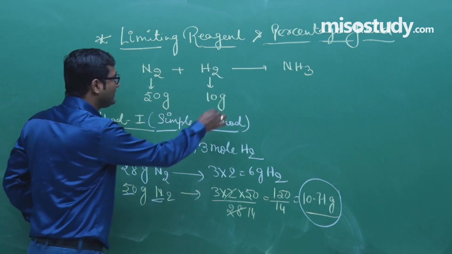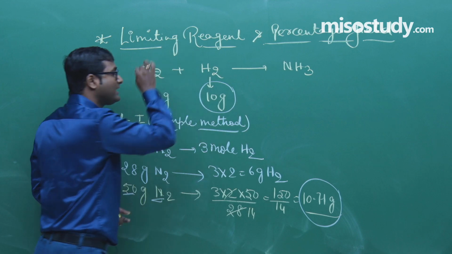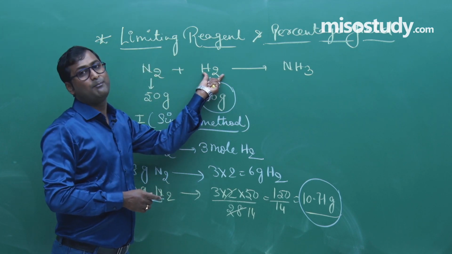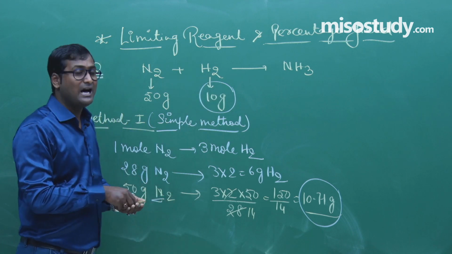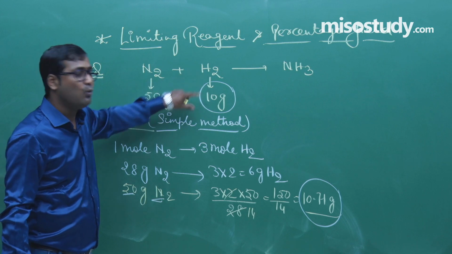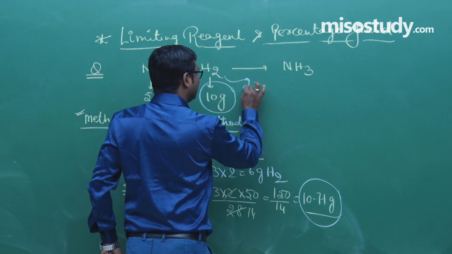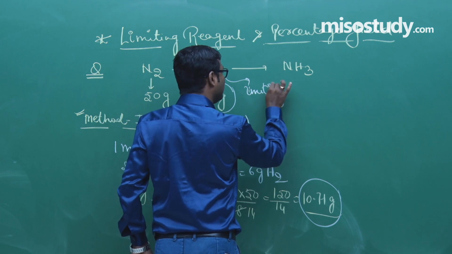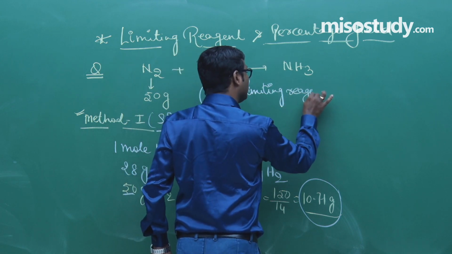But here the quantity of H2 is only 10 gram. That means H2 is consumed completely in the reaction. If a reactant is consumed completely in a reaction, we say that is the limiting reagent. Am I right? Yes sir, you are absolutely right.